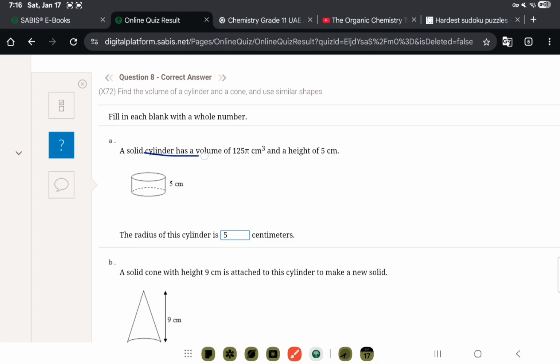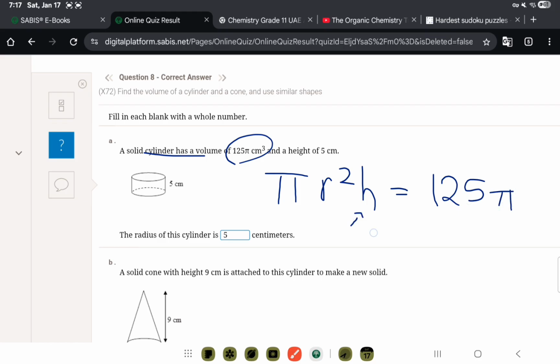Okay, part A. Now, when you think of cylinder, you have to think of the volume, by the way. So the formula is pi r squared h. We have the volume, which is equal to 125 pi, and the height here is 5. So we need to find the radius. So what I'm going to do is replace with the values I have. So pi r squared, which we don't have, times 5 equals 125 pi. On my calculator, pi x squared times 5 is equal to 125 pi. So what I get is 5.